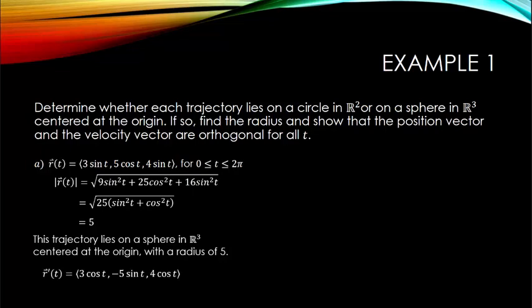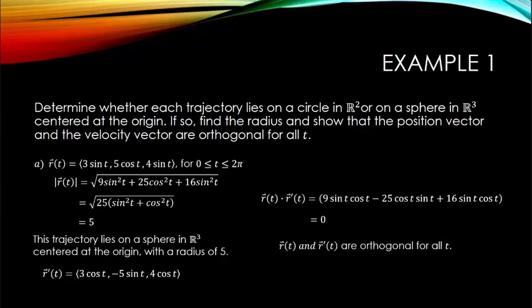The velocity r prime of t is given by the components 3 cosine t, minus 5 sine t, and 4 cosine t. The dot product of the position vector and the velocity vector is given by 9 sine t cosine t minus 25 cosine t sine t plus 16 sine t cosine t. This simplifies to 0, which tells me that my position vector and my velocity vector are orthogonal for all t.